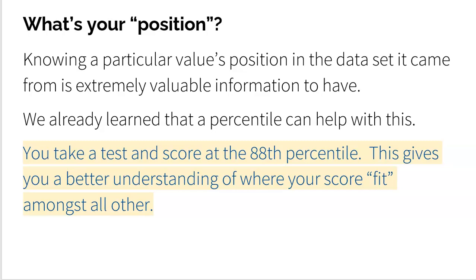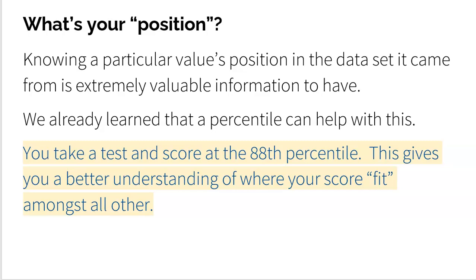Now, we've already learned that a percentile can help us with this. For example, you take a test and you score at the 88th percentile. That tells you your position in the data, because we know that 88% of all test takers fell at my particular score or lower. 12% were higher. So that instantly tells me I'm towards the top. I'm not at the tippity top, but I'm definitely at the top, where there's only 12% above me and 88% below me. So this gives us a better understanding of where your score fits amongst others.